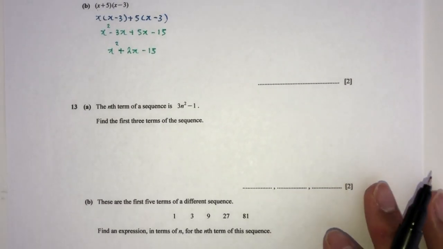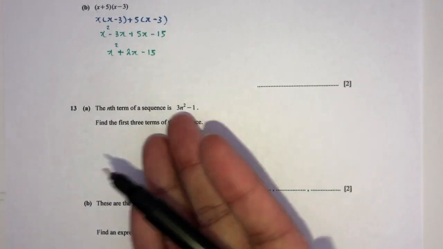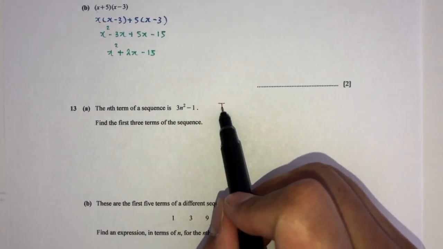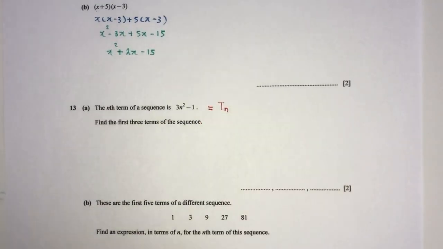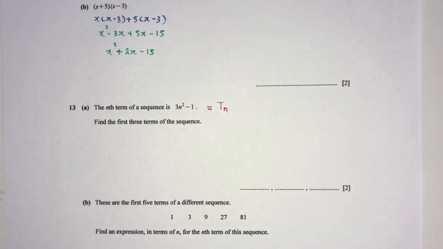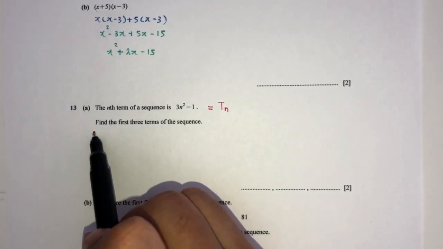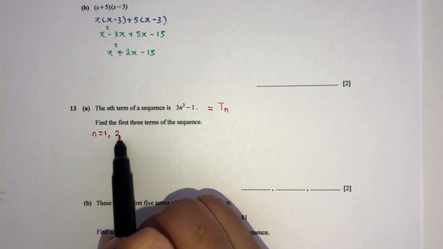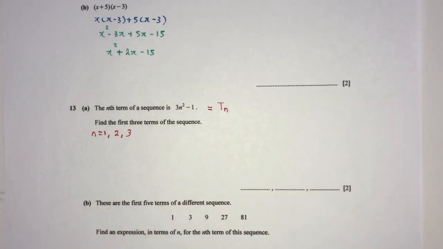Now 13, the nth term of a sequence is given to you by this. This is the nth term, so Tn is given to you by this equation. Find the first three terms of this sequence, so pretty easy. When n is equal to 1, 2, and 3. Let's find the corresponding value.